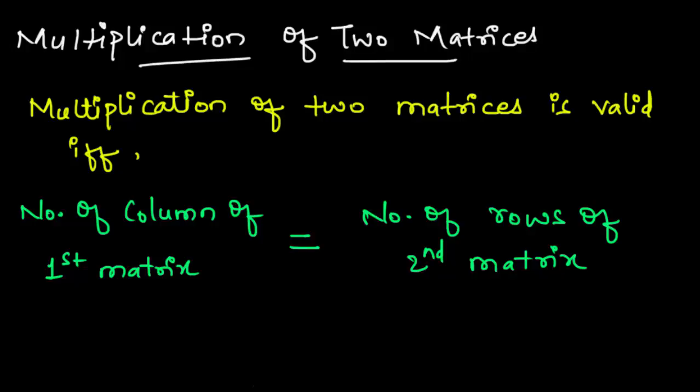Hi, in this lecture let's talk about multiplication of two matrices. Before we proceed, there is a small condition. Multiplication of two matrices is valid if and only if the number of columns of the first matrix equals the number of rows in the second matrix. Sounds confusing.